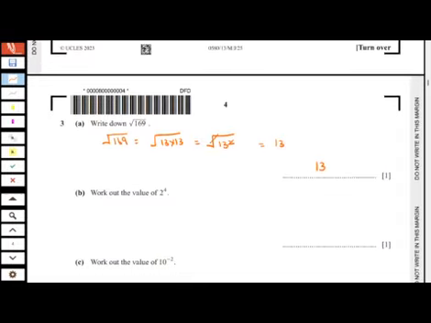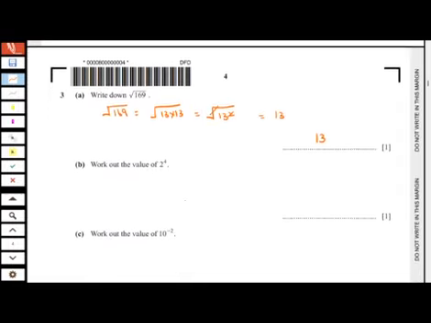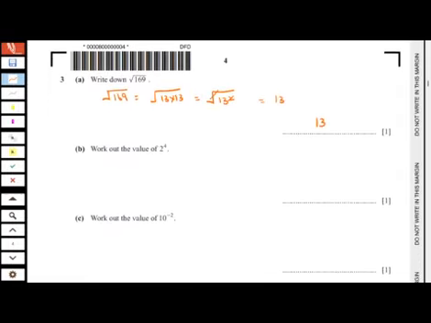Next we have part B. Work out the value of 2 to the power 4. We have to write 2 four times, that is 2 times 2 times 2 times 2. Now we can multiply them. 2 twos are 4, 4 twos are 8, 8 twos are 16. The answer is 16.